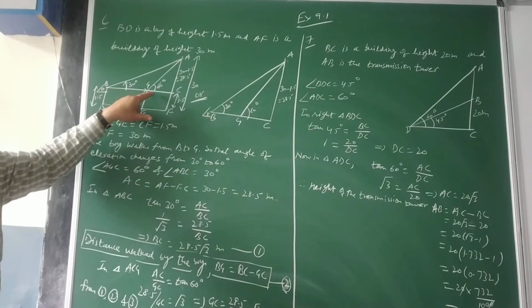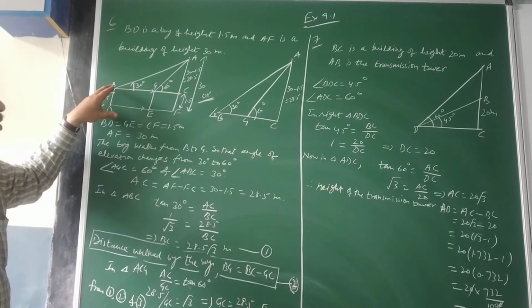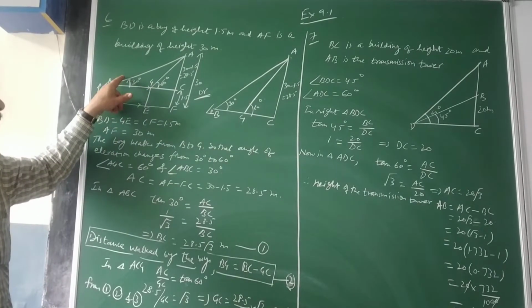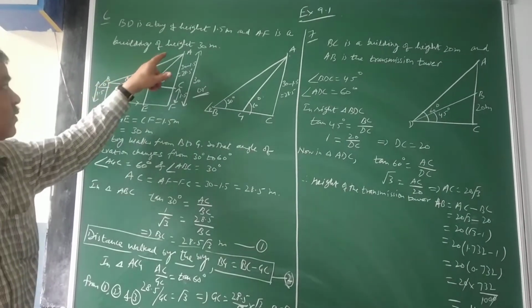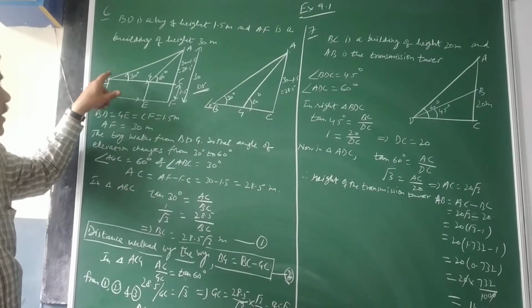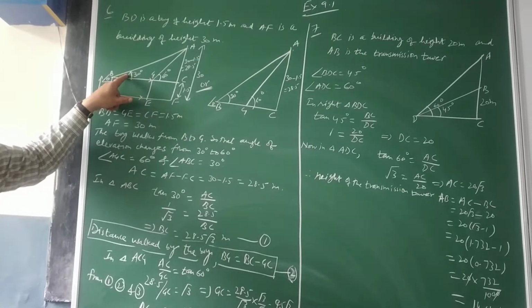Then I need to draw the line of sight. That's why you need to mention somewhere that you draw BC parallel to DF. That is required so that you get the base to form the angle of elevation of the top of this building, and that is equal to what? 30 degree.